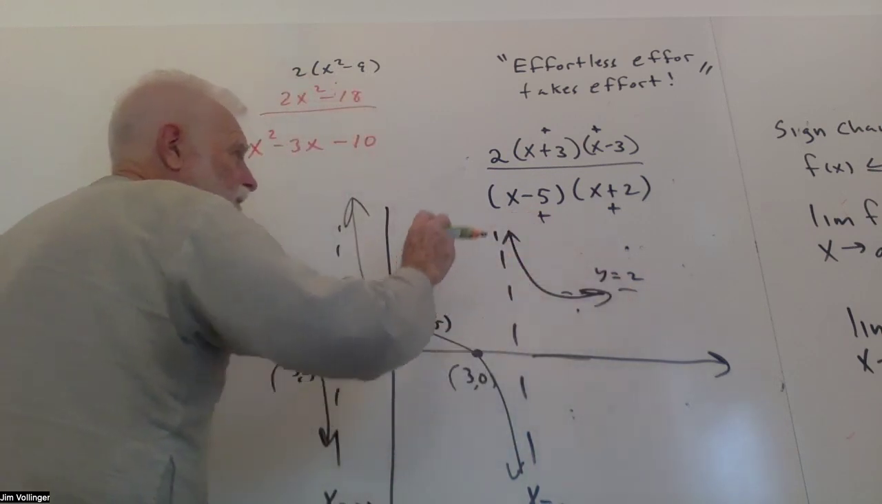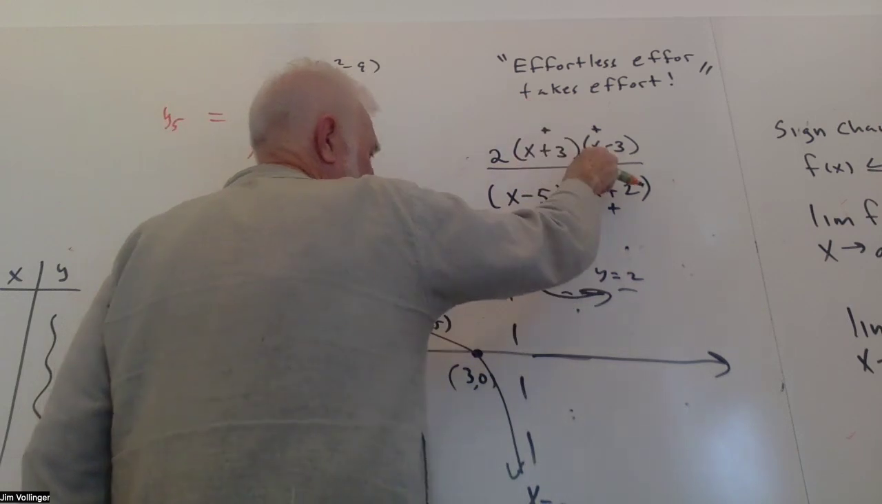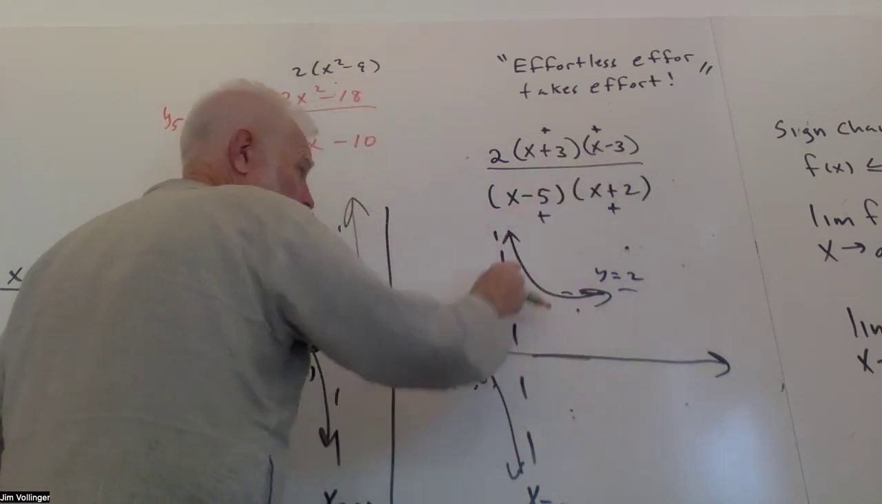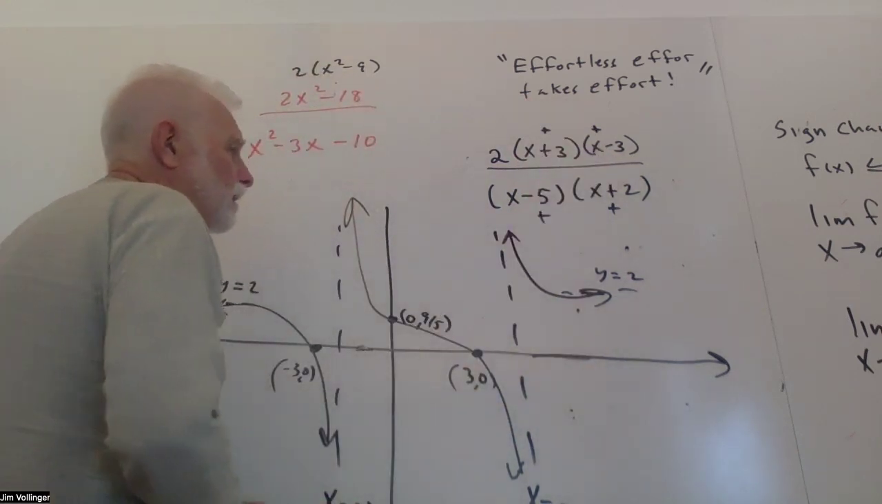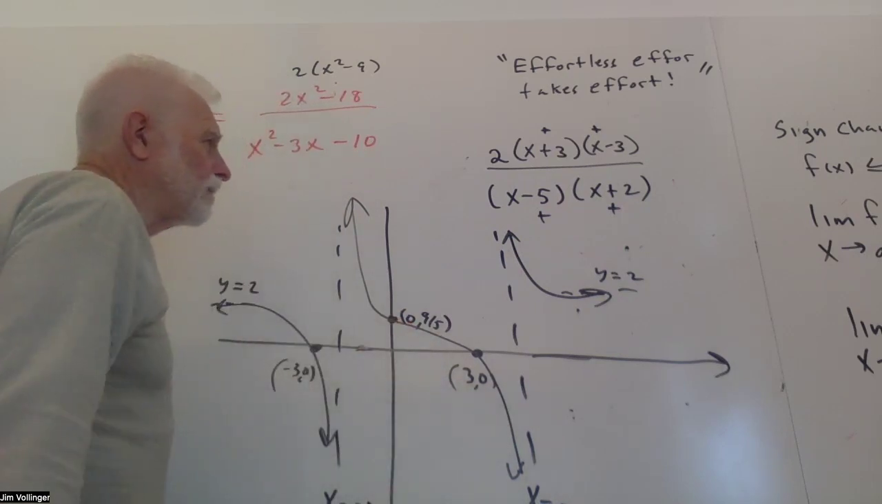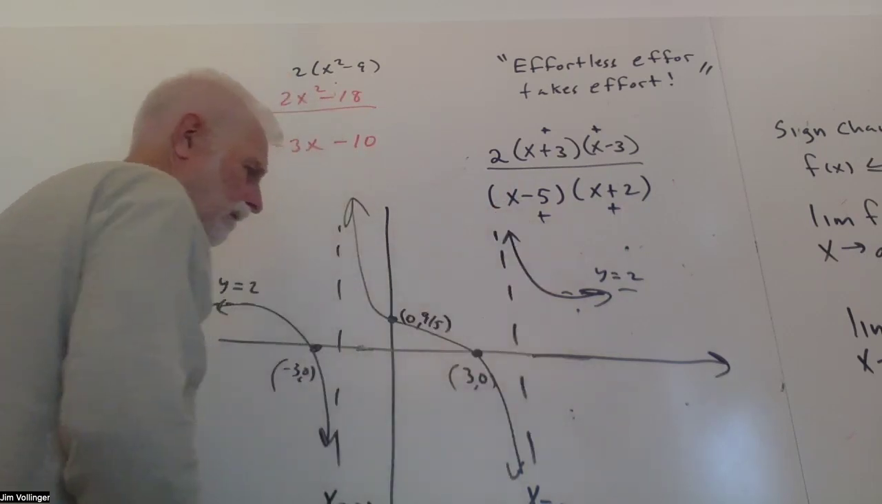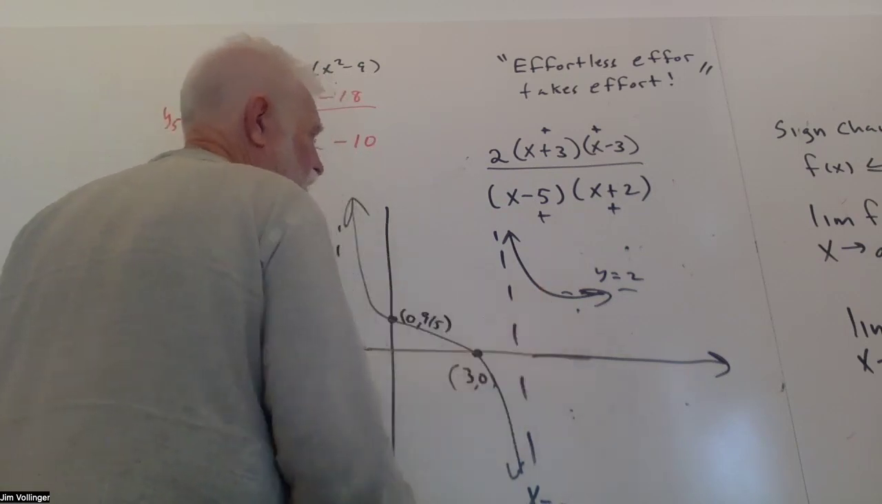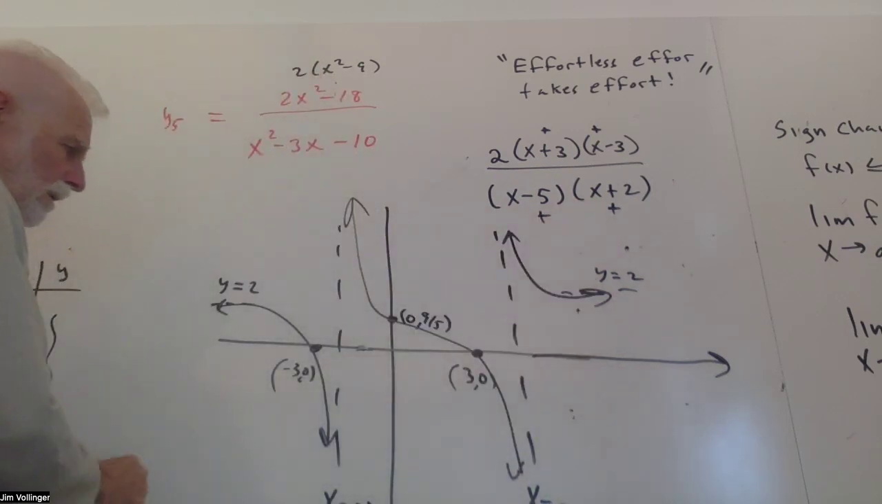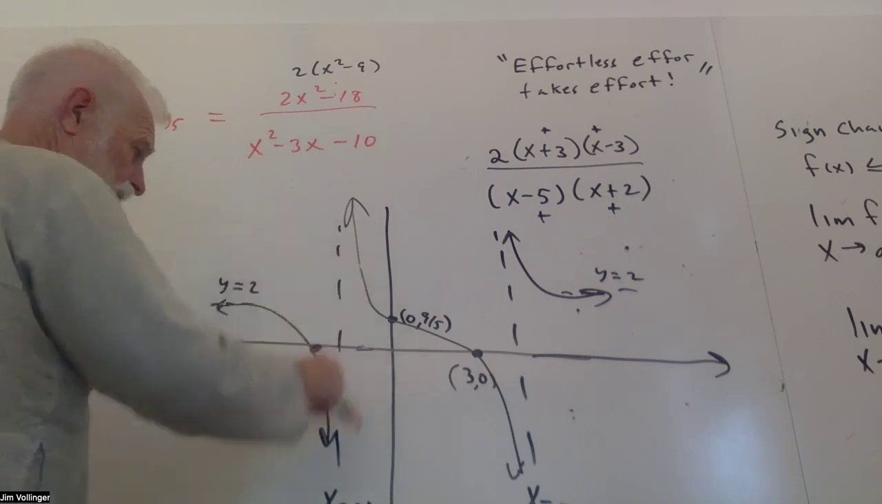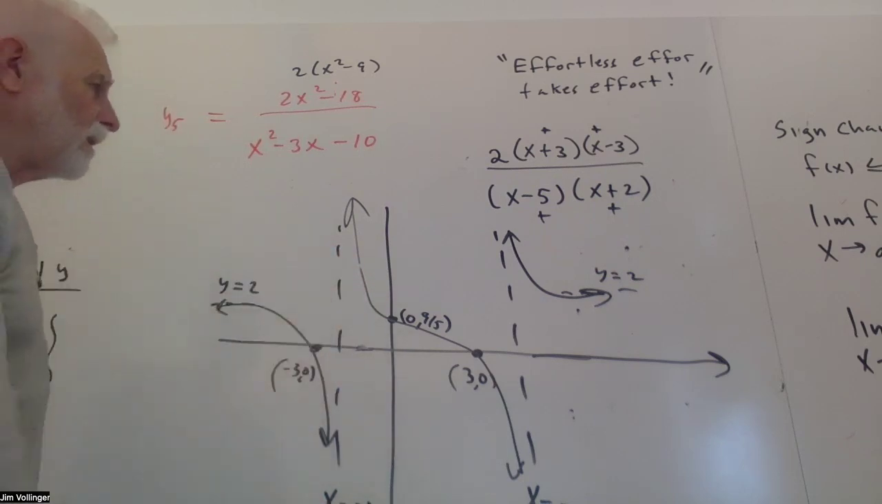So I get a sign change at 3, negative to positive, and also negative to positive here at 5. There's a sign change at negative 2: positive, then negative. Okay, it's starting to look good.